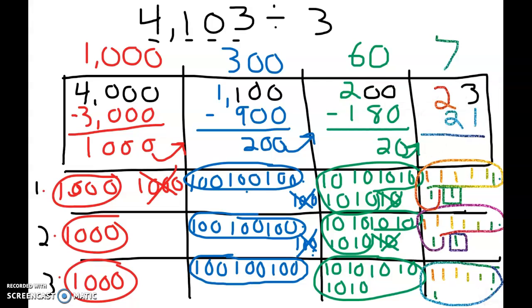Subtract it and I get 2, which is my remainder, because once I get to my ones, that's my remainder. So now let's go to the top and find our answer. My answer is 1,367 with a remainder of 2.